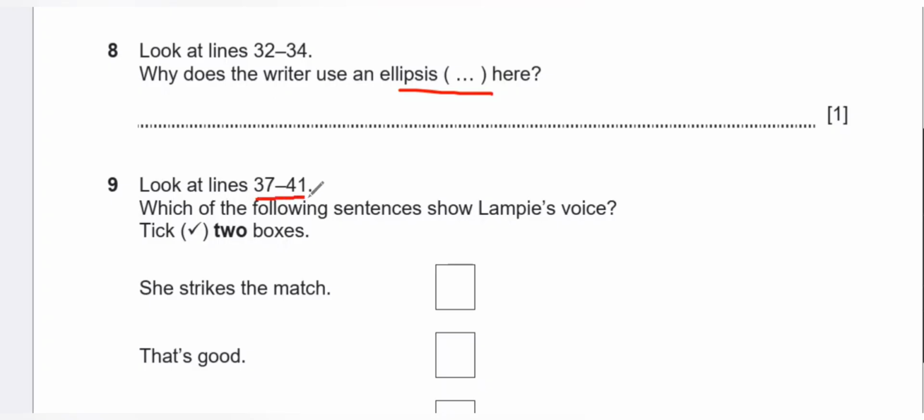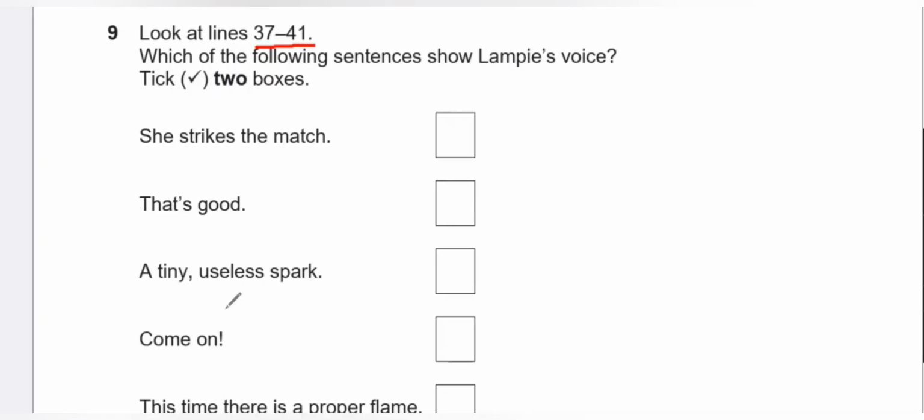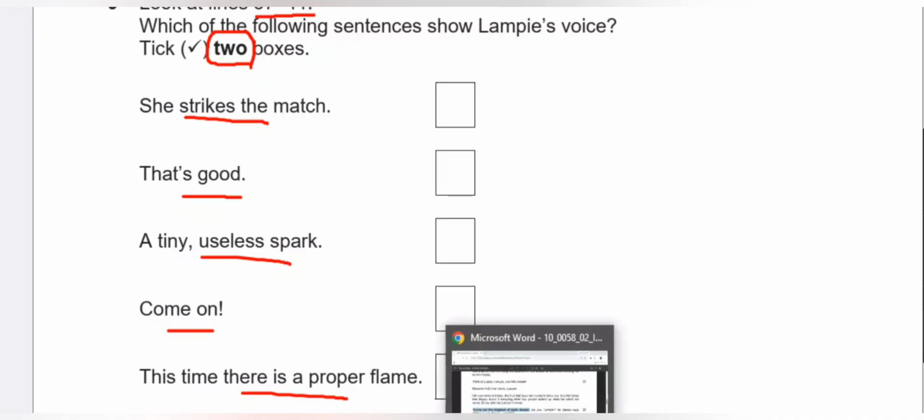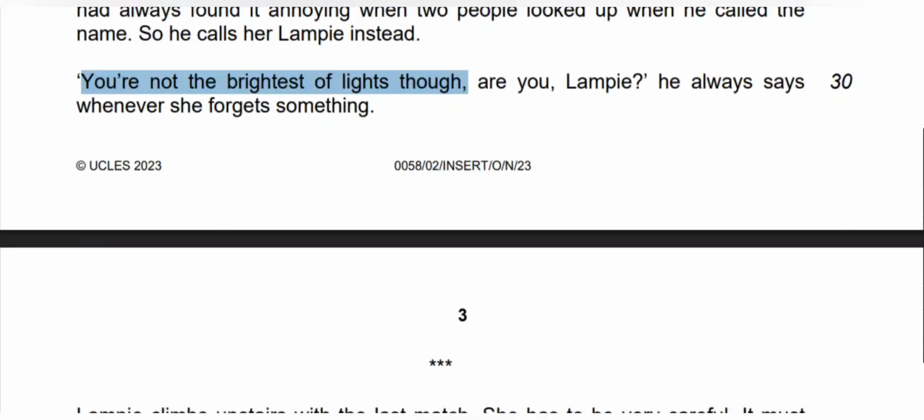Look at lines 37 to 41. Which of the following sentences show Limpy's voice? She strikes the match. That's good. A tiny spark. Come on. This time there's a proper flame. Okay. How many boxes should I tick? Two boxes. Remember this, be careful. Sometimes they ask for two boxes and you tick just one. Lines 37 to 41. Next page.